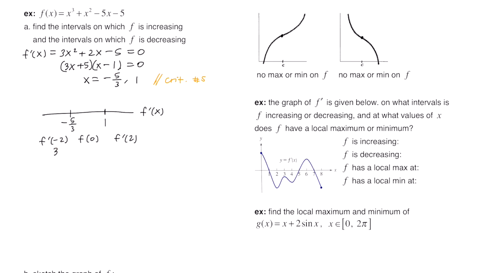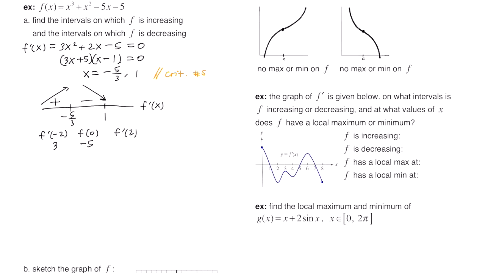And again, when you plug in negative 2 for x into f prime, you end up getting positive 3. So I'm going to put a plus right here, and then I'm going to draw an arrow that has positive slope, just to kind of visually show that since f prime is positive in this interval, that means that f is going to be increasing. When you plug in 0 for x, you get negative 5. So in this interval, f prime is negative. And again, I'm going to draw an arrow going down so that we can visually see that f is decreasing in this interval. And then finally, when you plug in 2 for x, you get positive 11. So we're going to draw that up arrow.